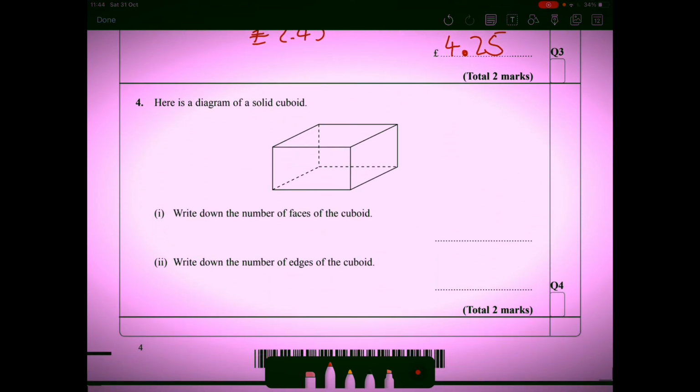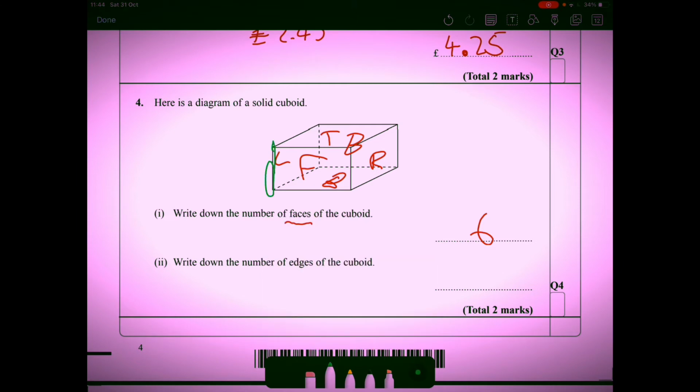Question 4. Here is a diagram of a solid cuboid. Write down the number of faces the cuboid has. So we've got front, back, left, right, top, bottom. So that's 6 faces. And you'll notice there that what I do is in some way I draw on or sketch on 3D shapes and put letters on and so on to help myself count things properly and don't forget things.